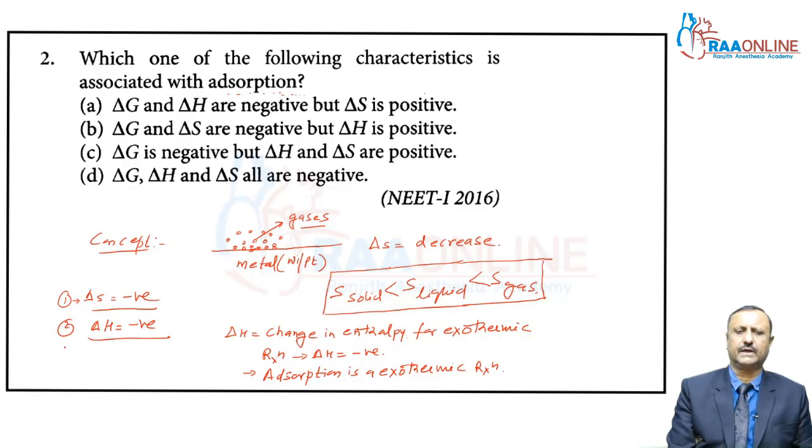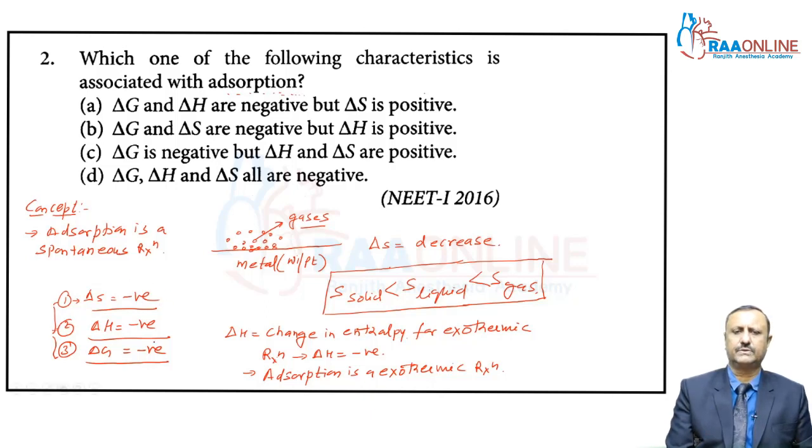When delta S and delta H are negative simultaneously, my dear students, adsorption is also a spontaneous process. Okay. Concept, you can write here, adsorption is a spontaneous reaction, and when adsorption is a spontaneous reaction, delta G must be negative. So, you can see number 1, number 2 and number 3: delta S negative, delta H negative and delta G must be negative.